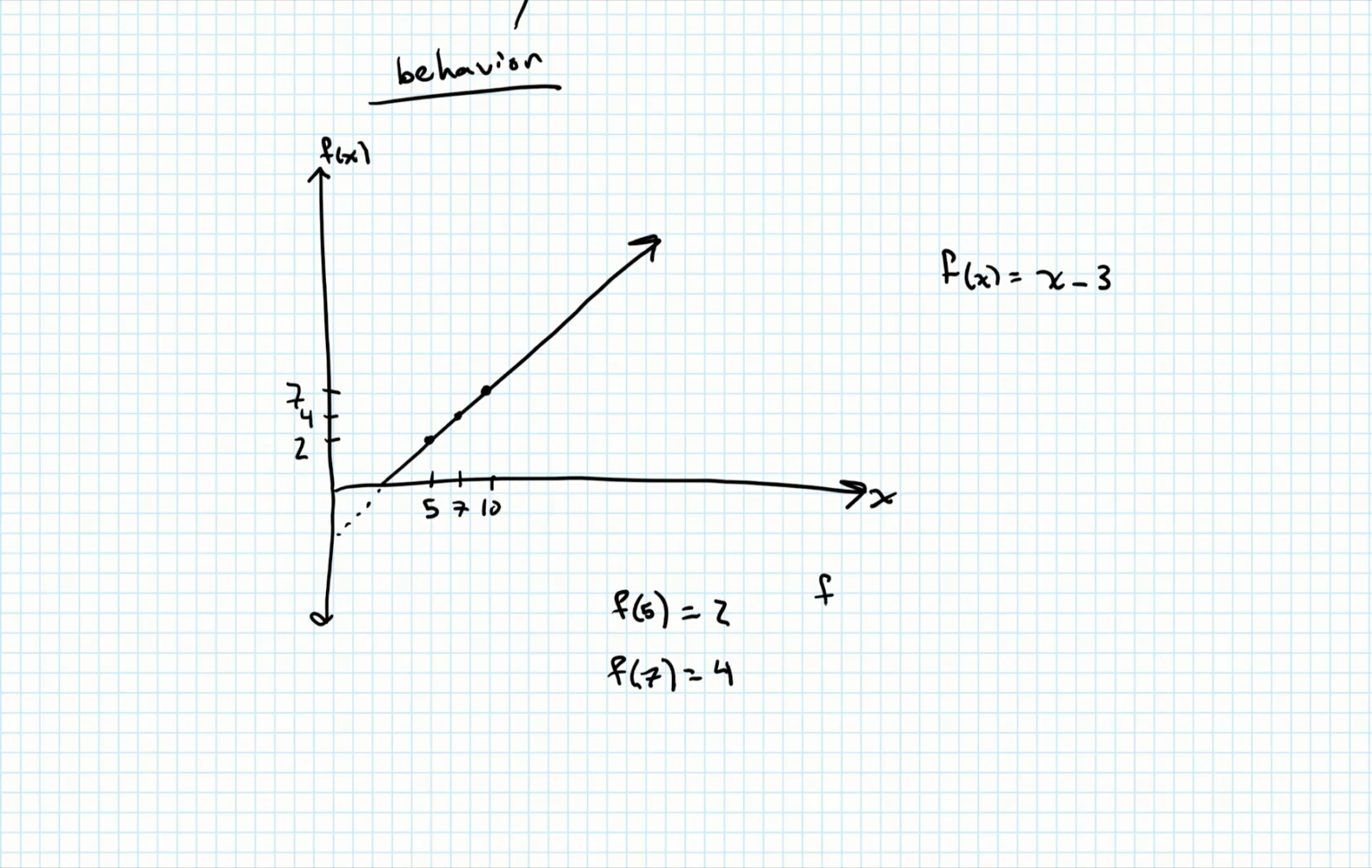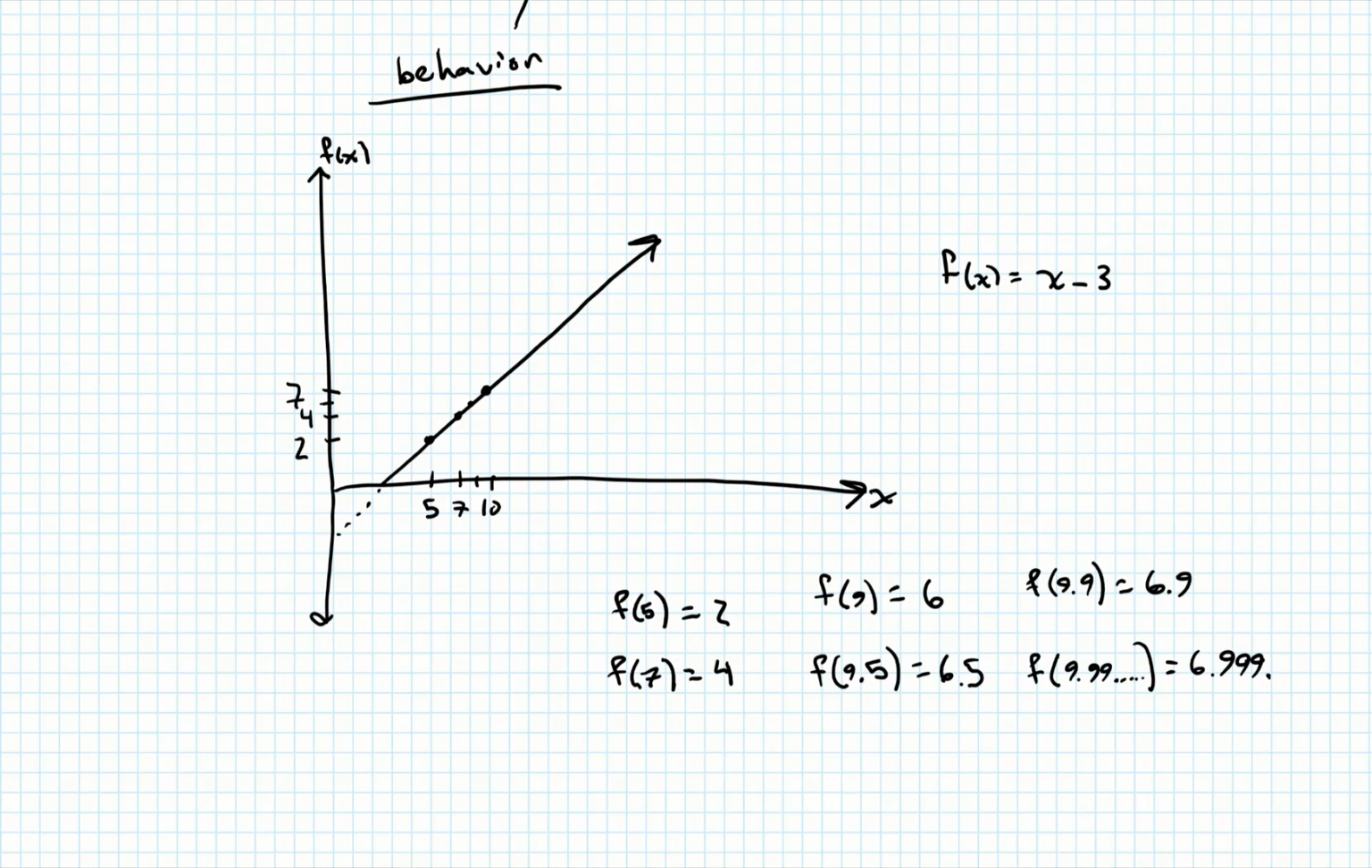Okay, function value at 9. I'll draw it in right here. I don't really have room to write it, but you can see it would go right there. Function value at 9 is equal to 6. What about the function value at 9.5? That's going to be equal to 9.5 minus 3, which is 6.5. What about 9.9? That's going to be 6.9. And we could take this to be the function at 9.99, that's going to be 6.999, and so on and so forth.